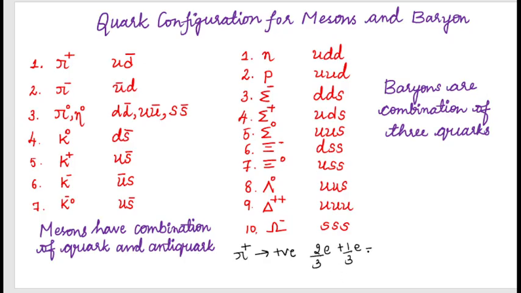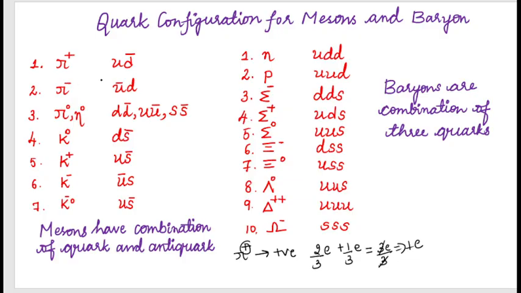On adding these two, it will be 3e by 3. So the 3 cancels, the charge is plus e, so positive. Here also we have a positive, and here also we got the positive. That is how it works.